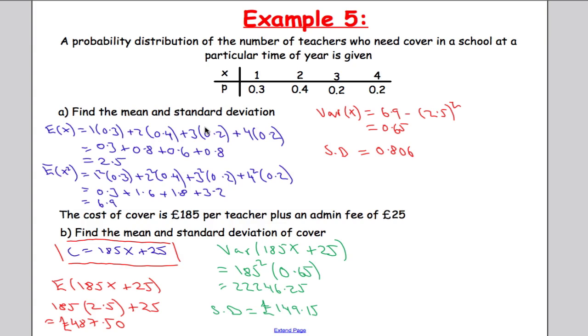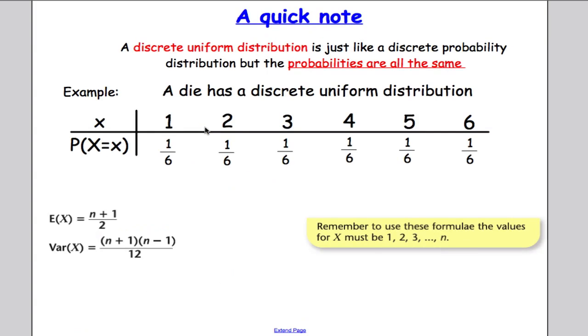Right, that's it for this video. Just a quick note before we go, and that's that we can have discrete uniform distributions, which you'll see a little bit later in the textbook. It's pretty much the same as the discrete probability distributions we've been doing in these videos, except the probabilities are all the same. So a die, for example, has a discrete uniform distribution. If you want to work out the expected value of a discrete uniform distribution, you can do it really quickly by doing n plus 1 over 2. So n being 6 in this case, it'll be 6 plus 1, which is 7. 7 over 2 is 3.5.